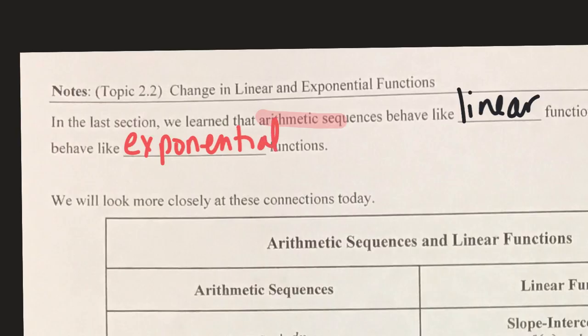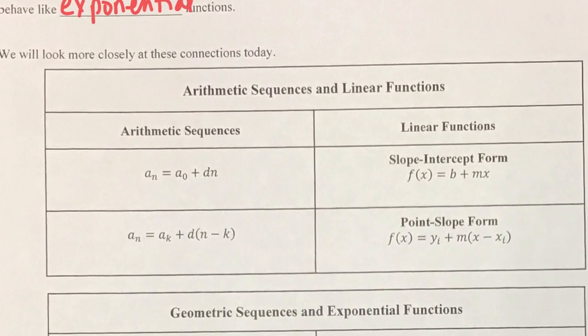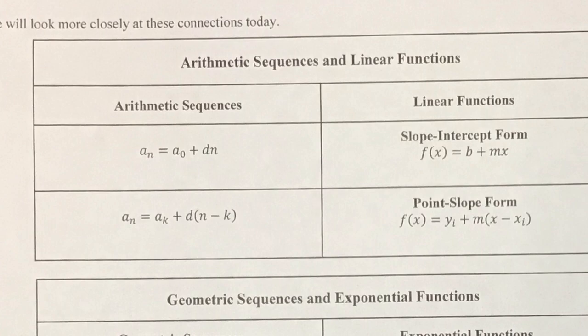because they have a common multiplier, right? When we're adding things together, that's a linear sequence or an arithmetic sequence. And when you're multiplying things, that's a geometric sequence. Okay, so notice the similarities in their formulas.